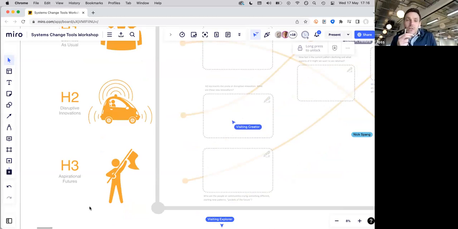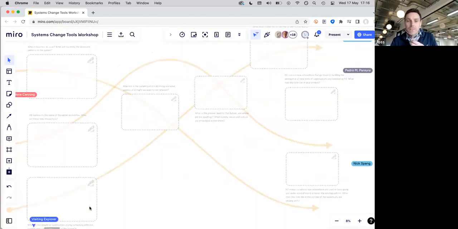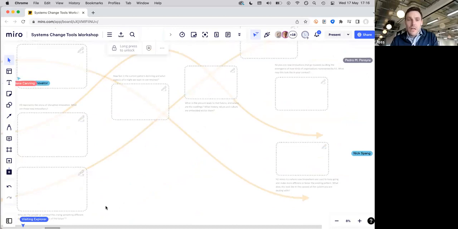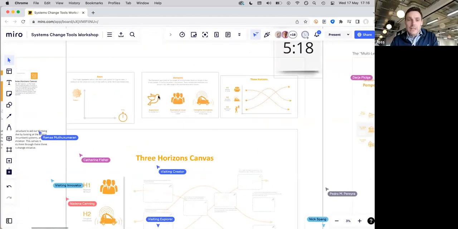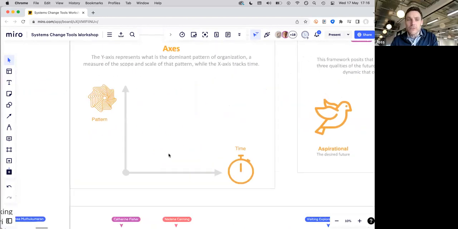And those different dimensions will always be present in a macro scale transformation. And the question is, great, how do they then play out over time? And yeah, we can see them here, right? Three different dimensions, and this is the framework, the framing of it.